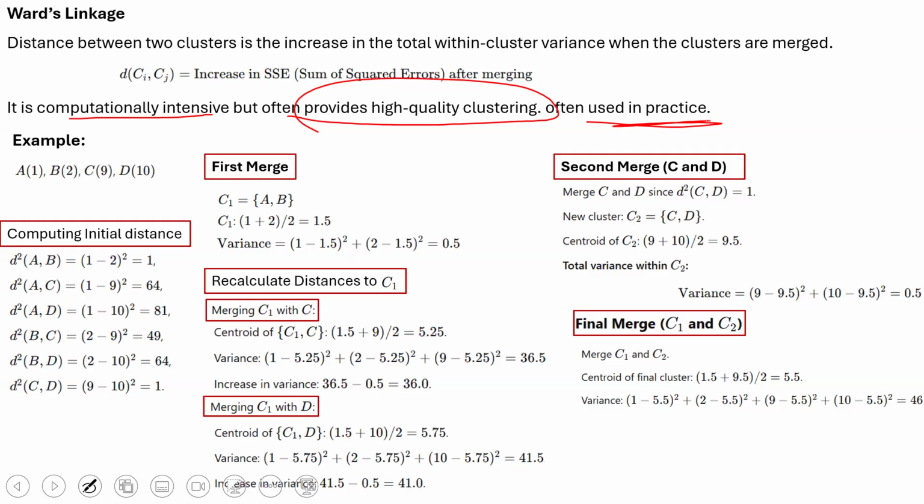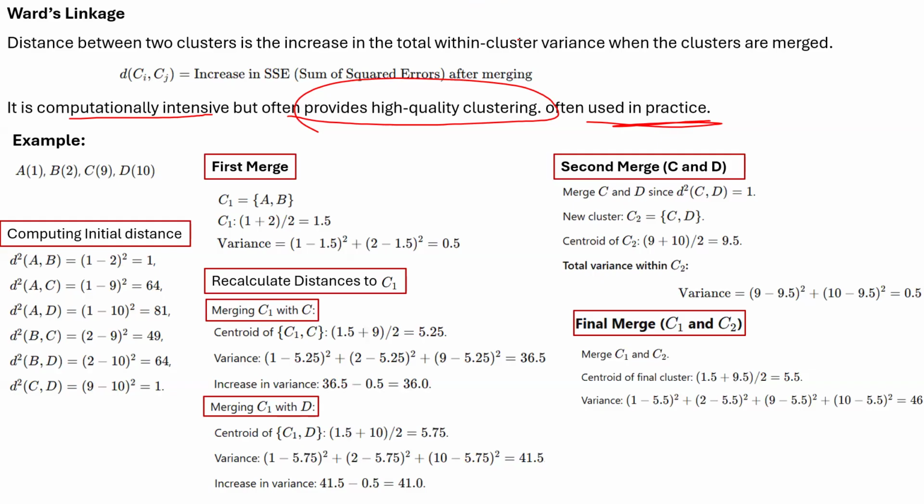So we calculate within cluster variance, and whichever has the highest within cluster variance, we merge them. Okay, now look at this small example. We have four different points: 1, 2, 9, and 10. Now calculate the within cluster variance.